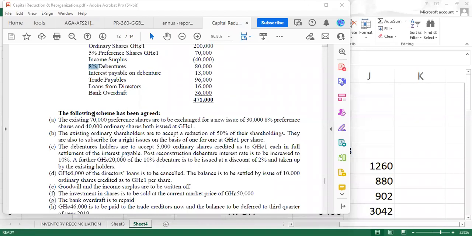So what will be the new value of the debenture now? What is the value that we have first? 80,000, isn't it? Yes. And right now, how much are we issuing?